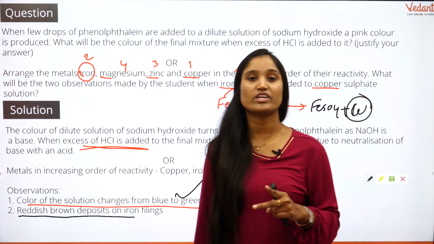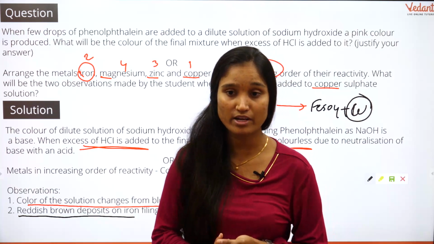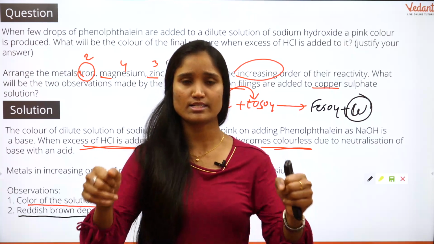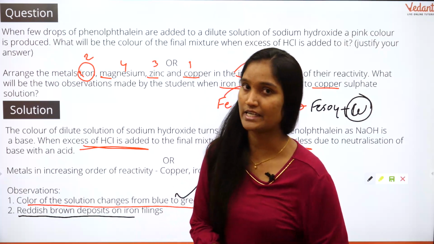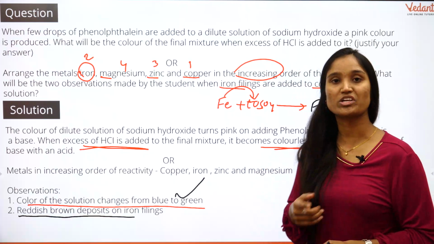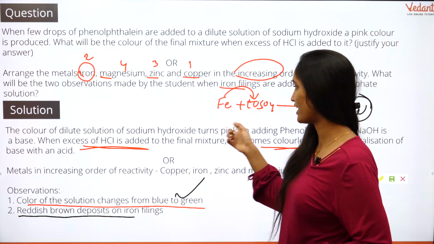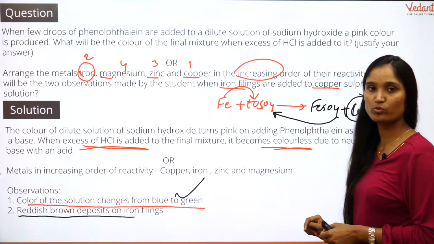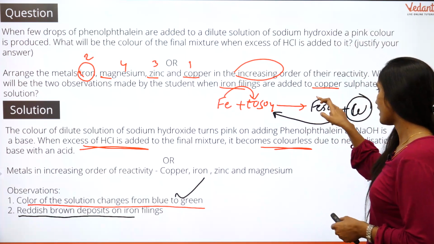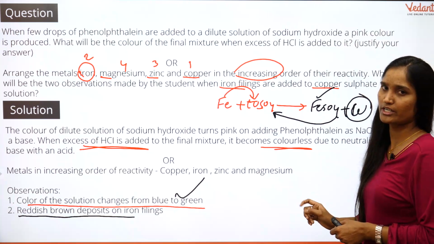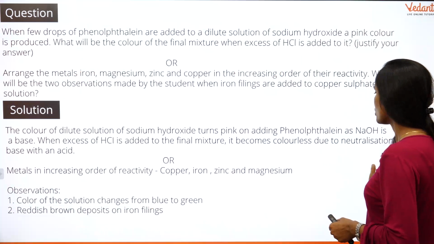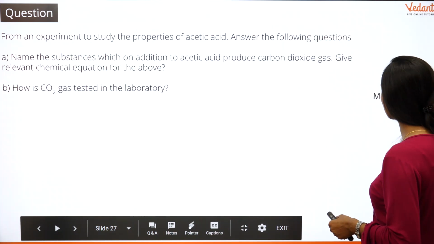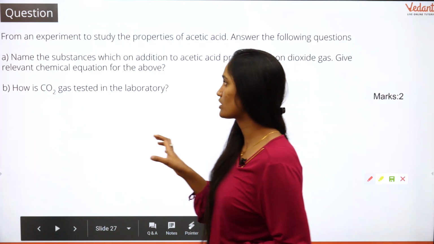These are the two observations that we can make when a single displacement reaction is happening between copper sulfate and iron. Also remember, it's an irreversible reaction. You can't reverse it. If you take iron sulfate and copper, what do you think will happen? Nothing will happen, because iron is more reactive and does not let copper occupy its position. So this is a practical based question with internal choice, and now we are moving on to the next question.